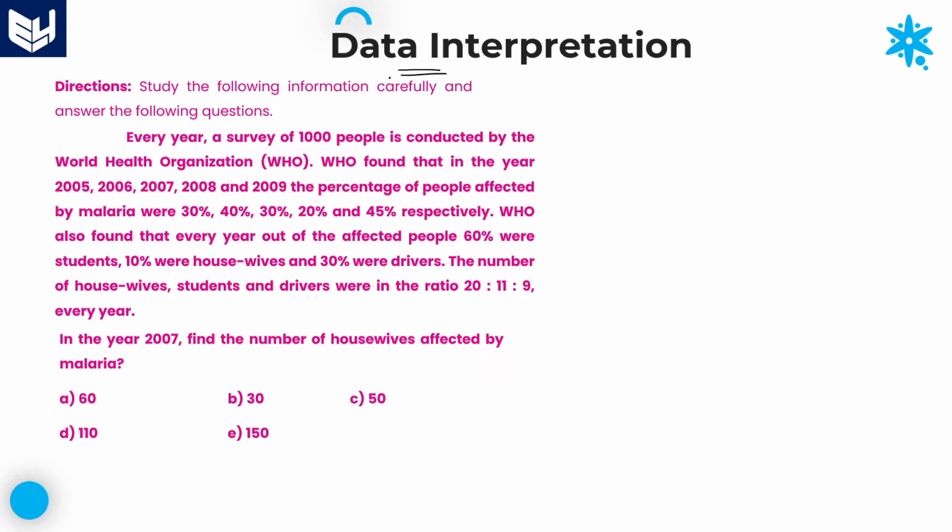In this session, I am continuing Caselet data interpretation. First of all, we need to read the information which is provided in the given passage. According to the given passage, whatever the information is given, we need to get the values according to the given information. Once you have all the values, then you can go with the questions and solve the questions accordingly.